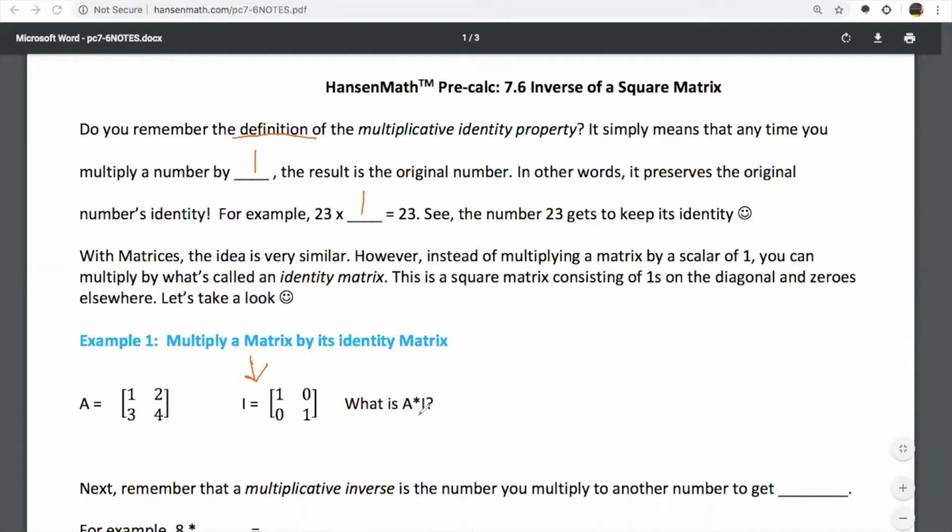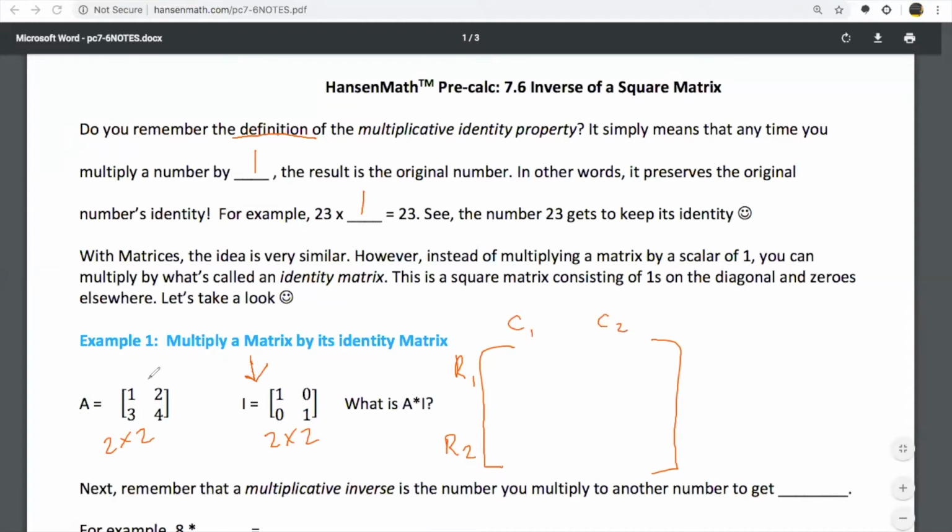Let's see what happens. When we have a 2 by 2 matrix multiplied by another 2 by 2 matrix, the result is also a 2 by 2. So let's set that up. We're going to have row 1, row 2, column 1, and column 2.